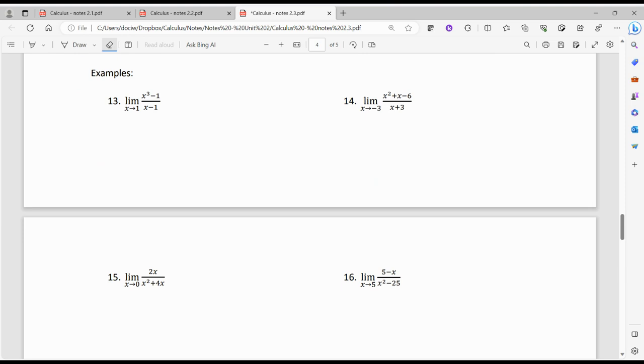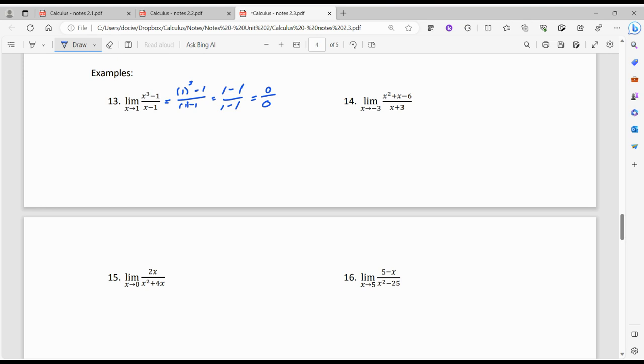minus 1. Remember that the first thing you do when you go to find a limit is you substitute the c, in this case the 1, in place of the x. And when we do that, we have 1 cubed, which is 1, minus 1 over 1 minus 1 in the denominator, and that gives us 0 over 0. 0 over 0 is an indeterminate form, which means we can't determine anything from that, other than the fact that we have more work to do.